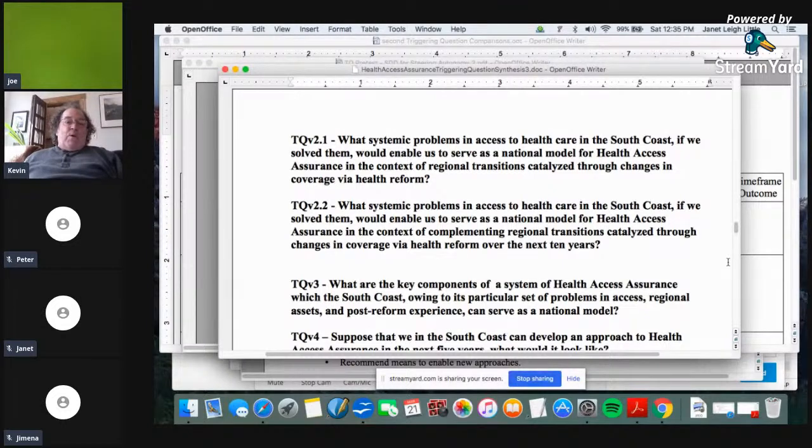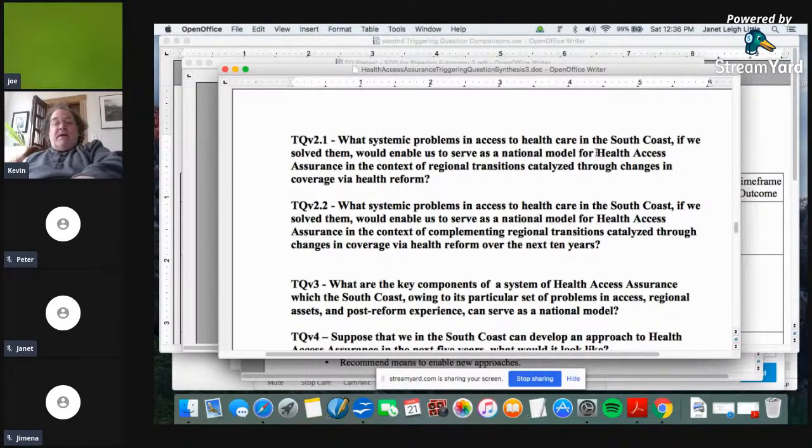Right, so this is just way too long, but it's more specific. It's adding in context, so access to healthcare specifically where we live. And then if we solve them, it would be a model for health access assurance. Health access assurance was language that was being invented in this project by several of the leaders in the healthcare sector, a CEO, former CEO of a hospital, the head of public health in a neighboring town, a few other people.